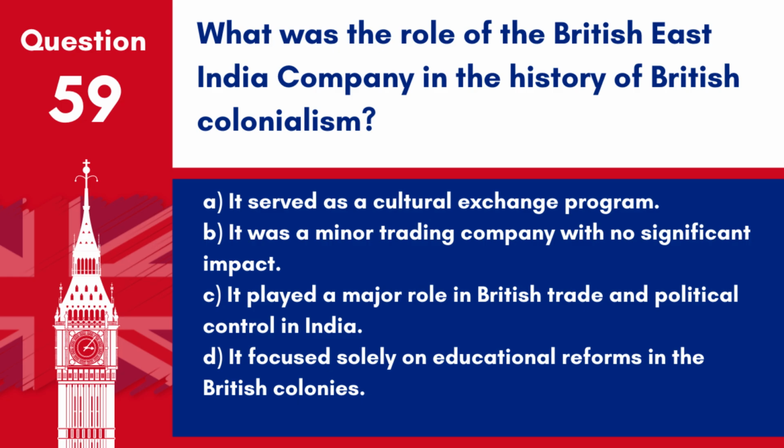Question 59. What was the role of the British East India Company in the history of British colonialism? A. It served as a cultural exchange program. B. It was a minor trading company with no significant impact. C. It played a major role in British trade and political control in India. D. It focused solely on educational reforms in the British colonies.